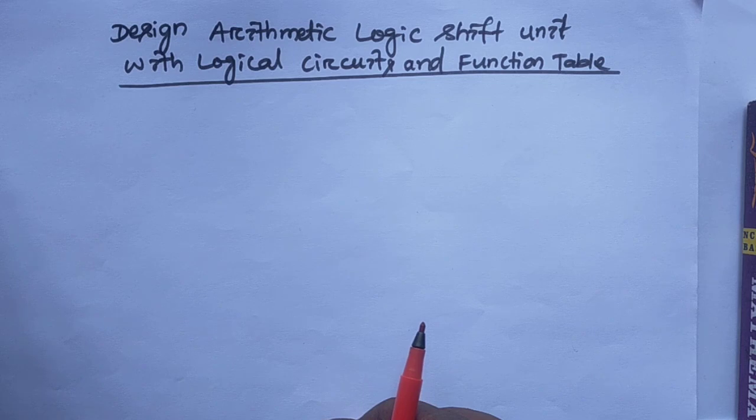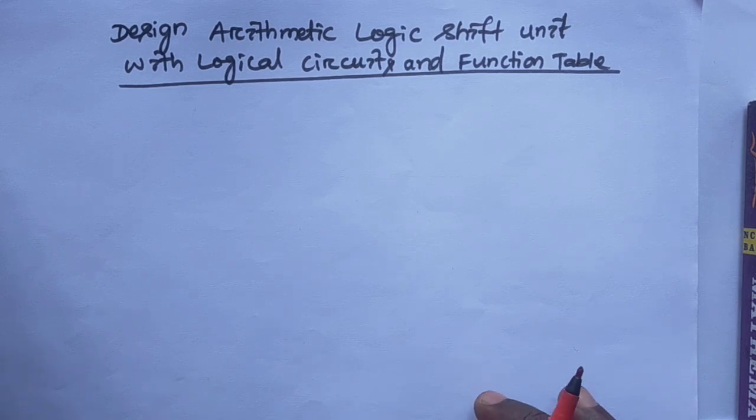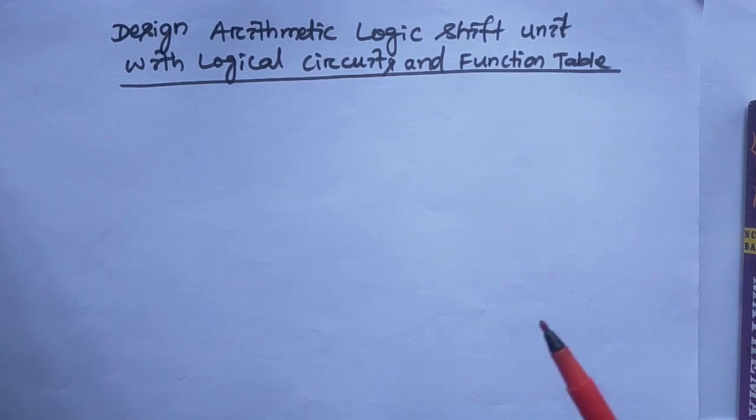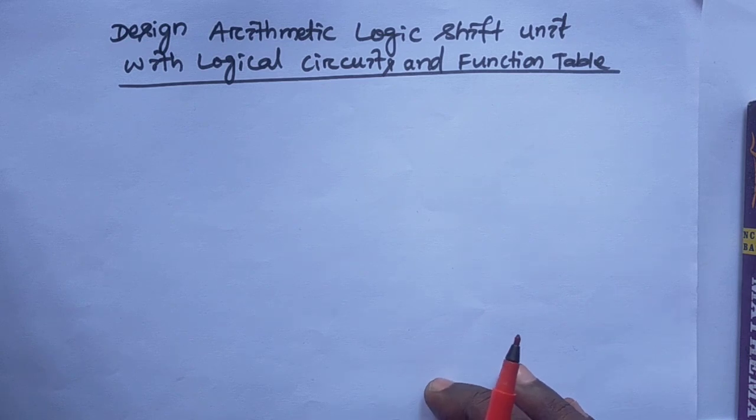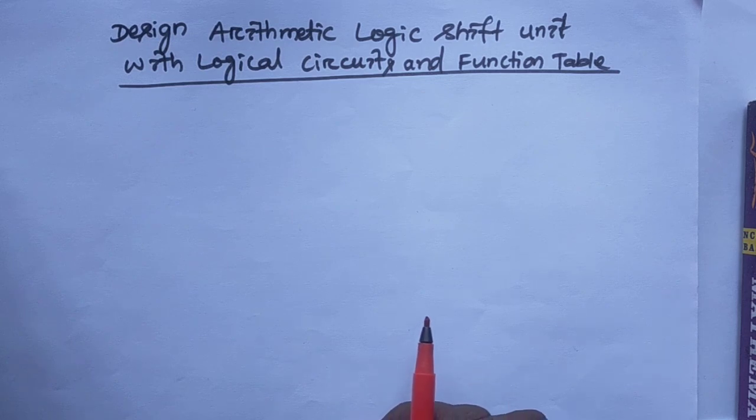Previously we discussed arithmetic micro operations, logic operations, and shift operations, but we discussed them separately. Today I will discuss how these three units, arithmetic, logic and shift, are made in a single stage. That means we have to design logical circuits based on these three units.